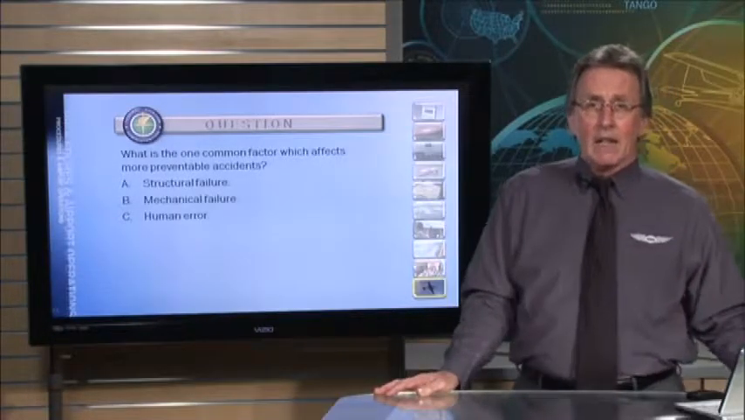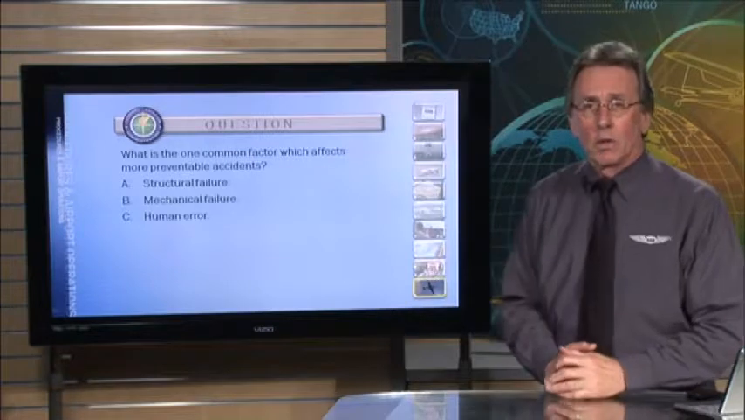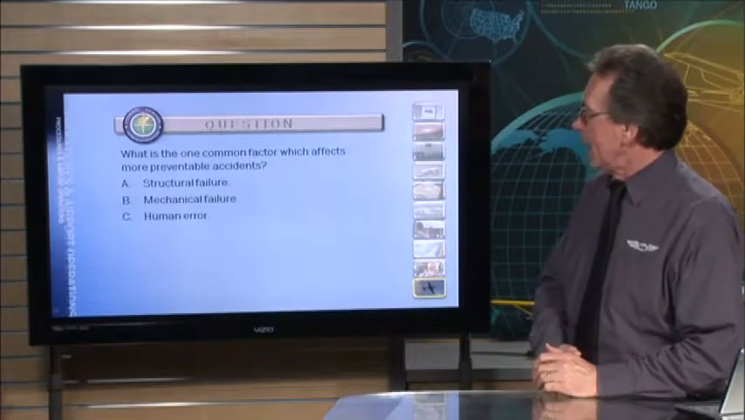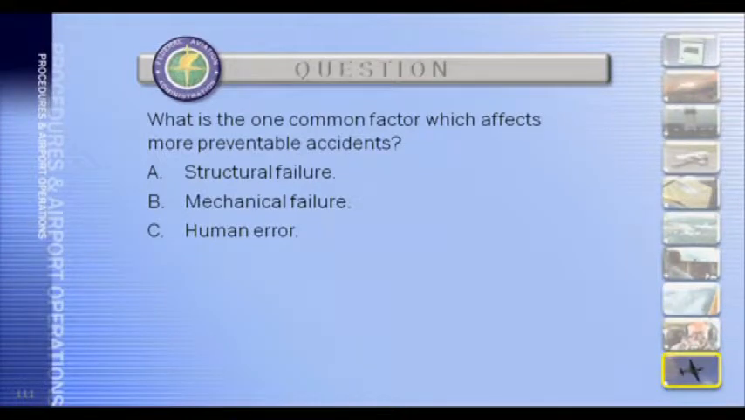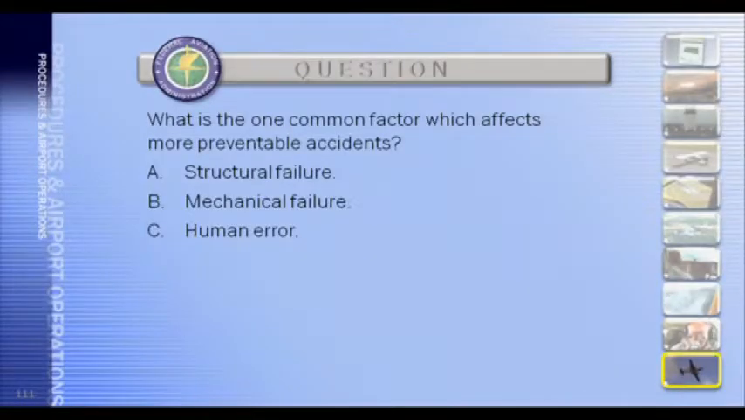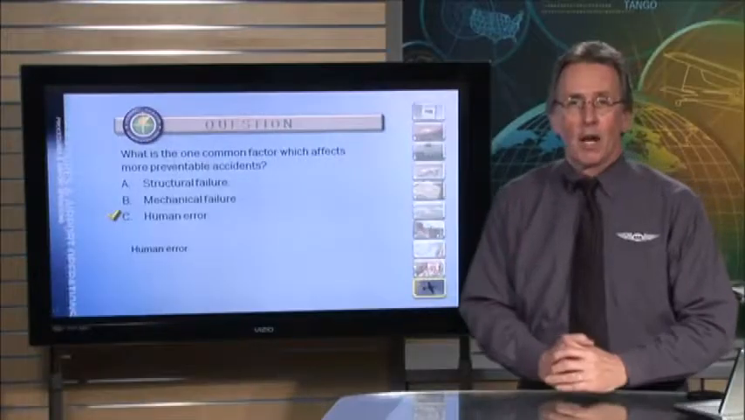Okay, 3 final questions on aeronautical decision making. Question 1. What is the one common factor which affects more preventable accidents? A, B, or C? Should know this one. What is the one common factor which affects more preventable accidents? Answer C, human error. Who would have thought?